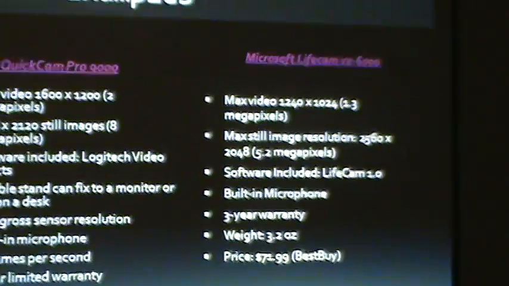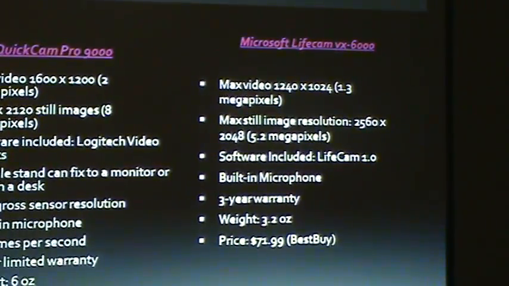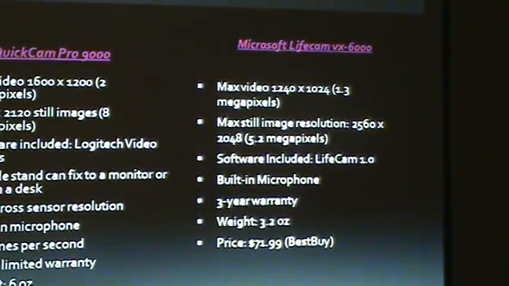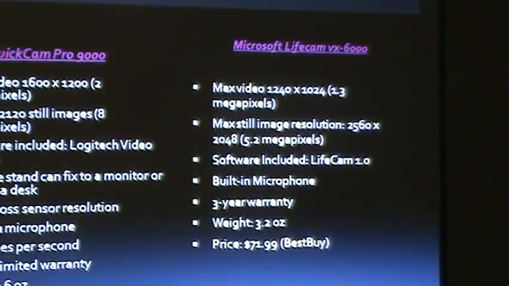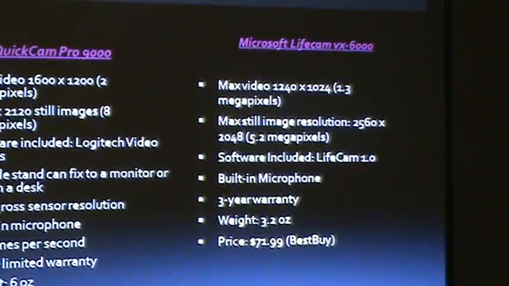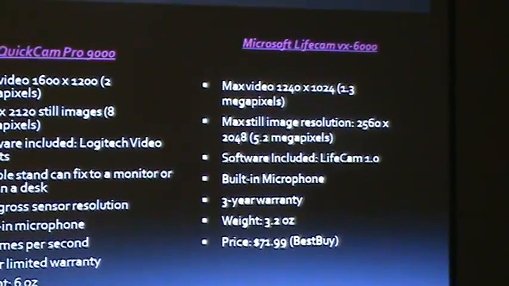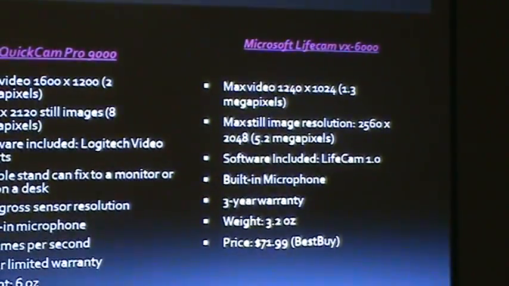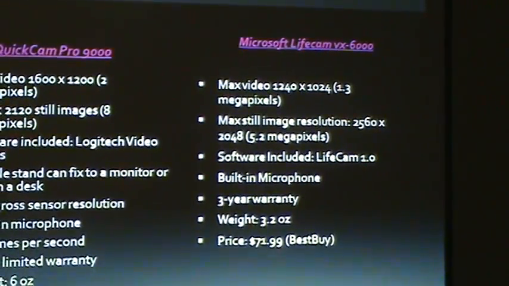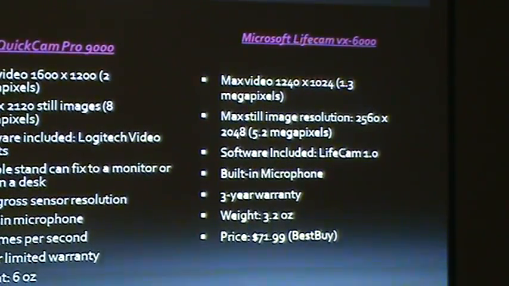The second webcam that we found is the Microsoft LiveCam X6000. It has a max video of 1240 by 1040, 1.3 megapixels, and a max still image resolution of 2560 by 2048, 5.2 megapixels. Software included is LiveCam 1.0, with a built-in microphone and a 3-year warranty. It weighs about 3.2 ounces, and at Best Buy it costs around $72.